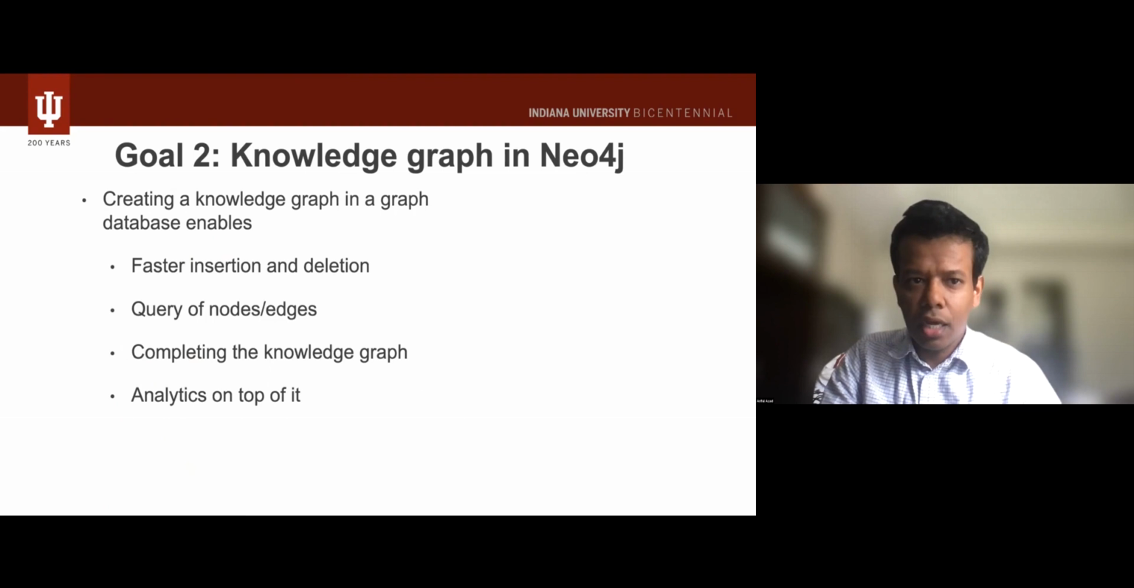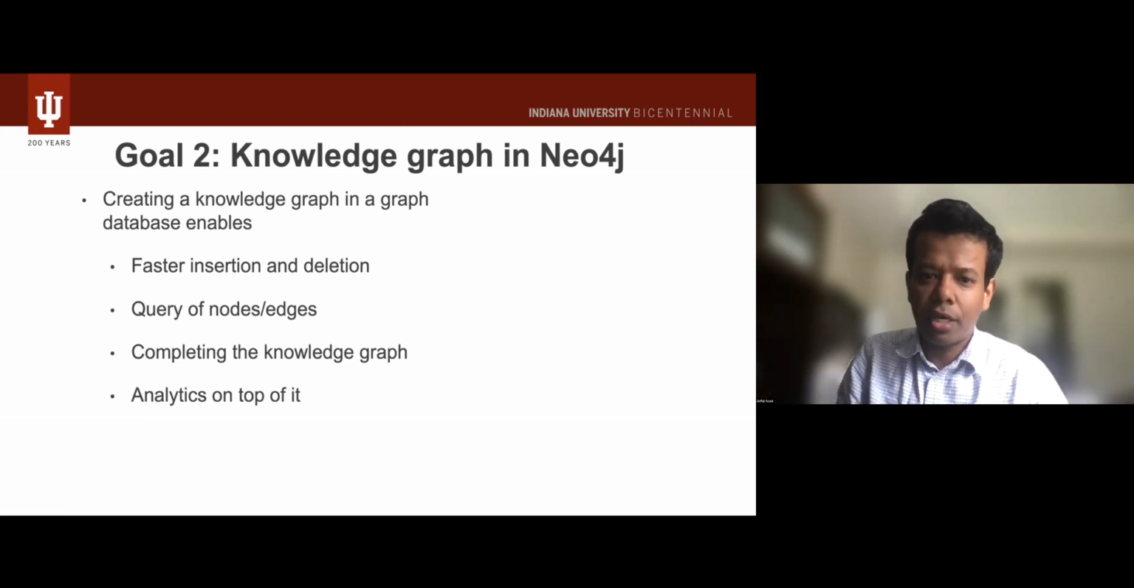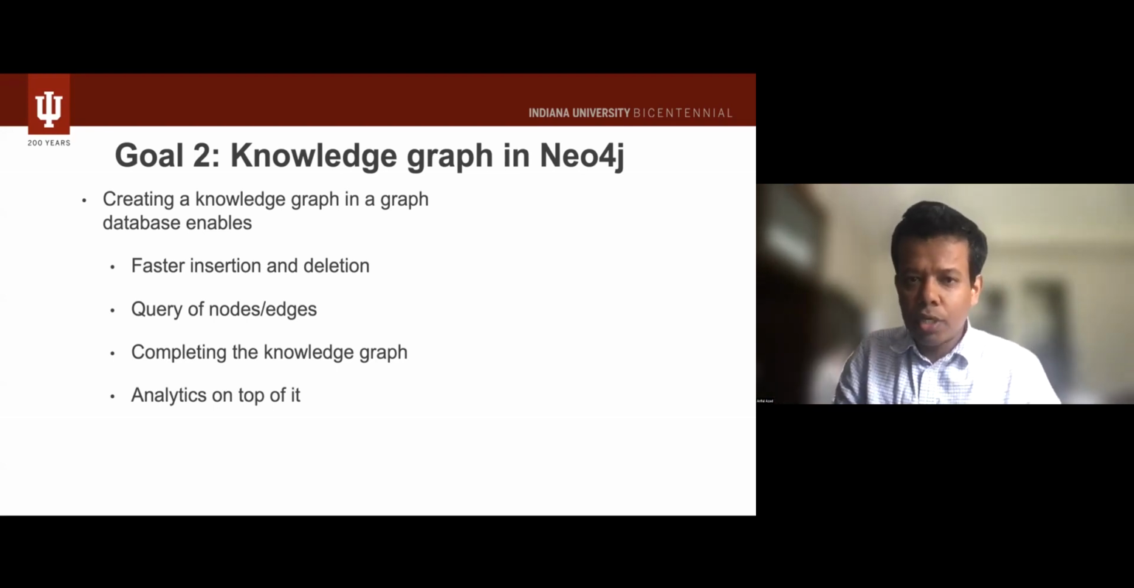So to summarize our goal 2, we want to represent the relationships among devices using a knowledge graph in a graph database. Creating a knowledge graph in a graph database will enable faster insertion and deletion. If we have new devices coming and going, we can do that. We can query nodes at a very high level, and we can also recommend things. We can complete the knowledge graph if we have missing information. And we would also do analysis on top of this type of data.